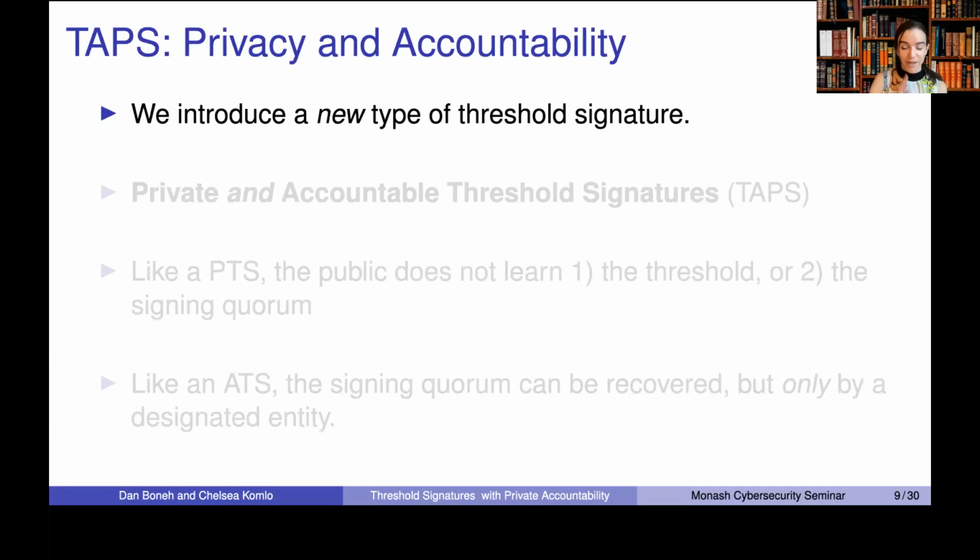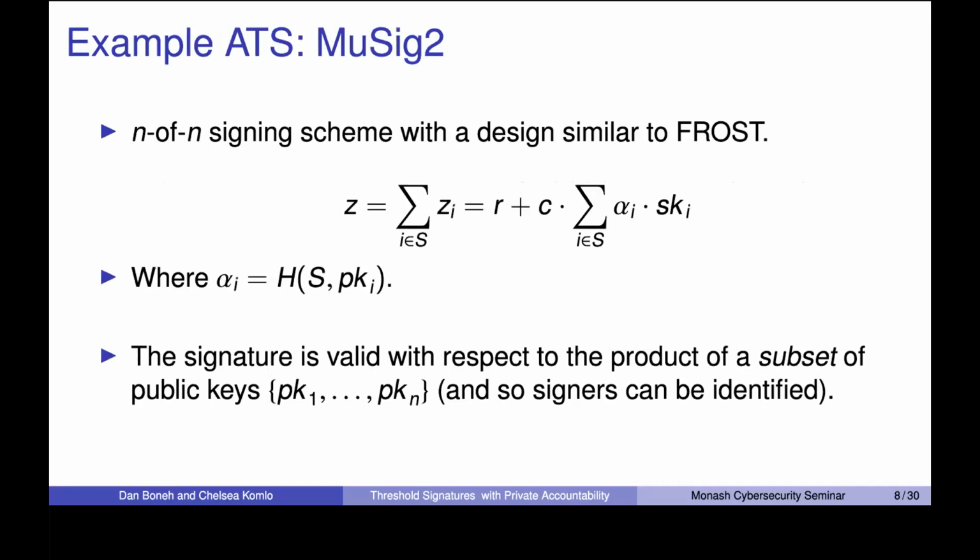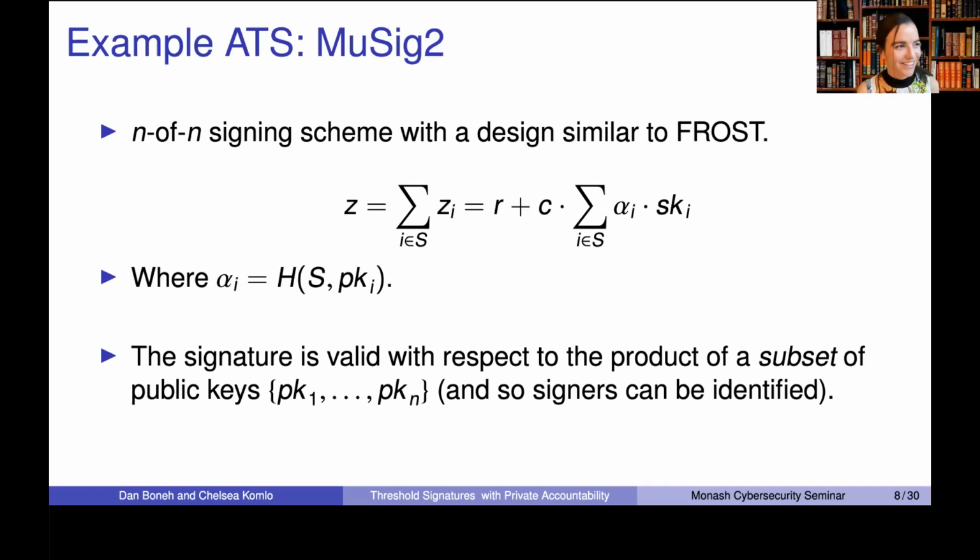Okay, I'm sorry, there is a question in the Q&A. Why is MuSig signature valid with respect to a subset of MuSig, if MuSig is N out of N? Yes, sorry. As I was saying this, I realized I slightly misdescribed this.